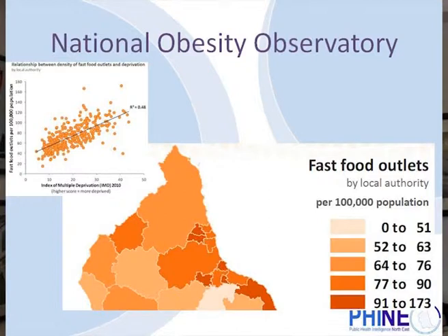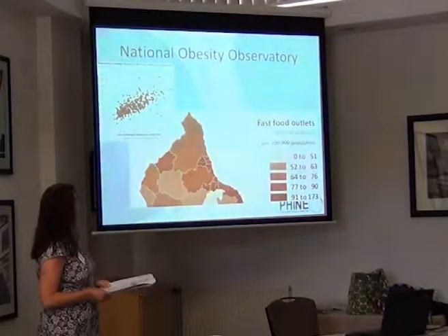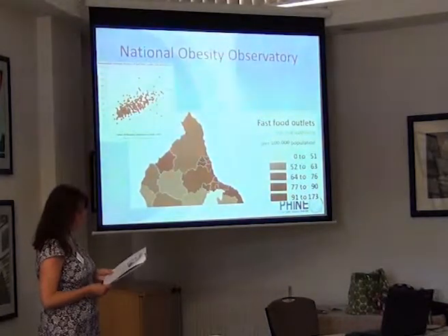National Obesity Observatory has done some quite interesting work looking at fast food outlets. So they've mapped the number of fast food outlets per head of population by local authority. And this shows lots of dark areas for the North East, indicating quite a lot of fast food outlets. We've also done a bit of correlation comparing the number of fast food outlets in a local authority with deprivation levels, and you can see that there's a fairly clear correlation between them.